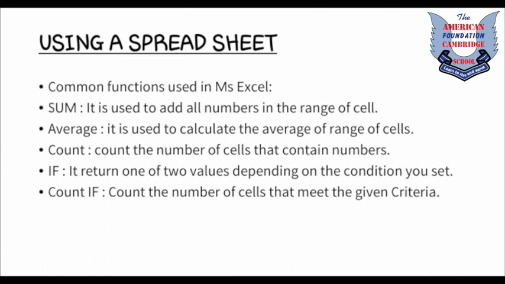Count if. It also depends on a condition. If you want to count some numbers, you apply a condition. Let's suppose I want to count the number if the number is greater than 15. If the number is less than 15, then don't count. If the number is greater than equal to 15, then count. If the number is less than equal to 15, then don't count. This is also according to the criteria you give in the spreadsheet.